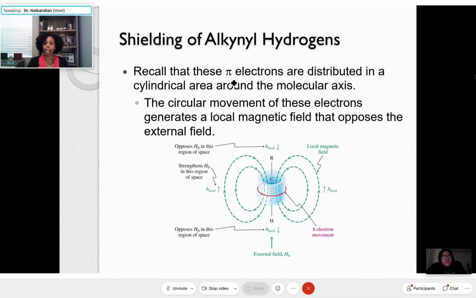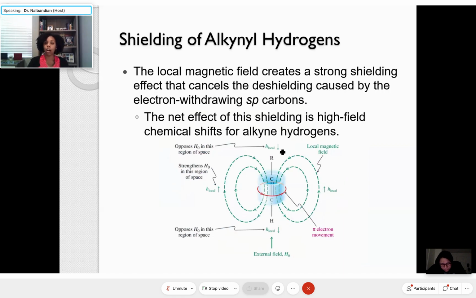So we get these pi electrons moving in a cylindrical area. And as they do this, they're going to generate their own local magnetic field. That magnetic field is going to oppose the external field in some areas, and it's going to strengthen the magnetic field in other areas. Overall, this local magnetic field that gets created is going to cause strong shielding. It's going to create a shield. And so we get this shielding effect that cancels the deshielding of there being these electron withdrawing sp groups.